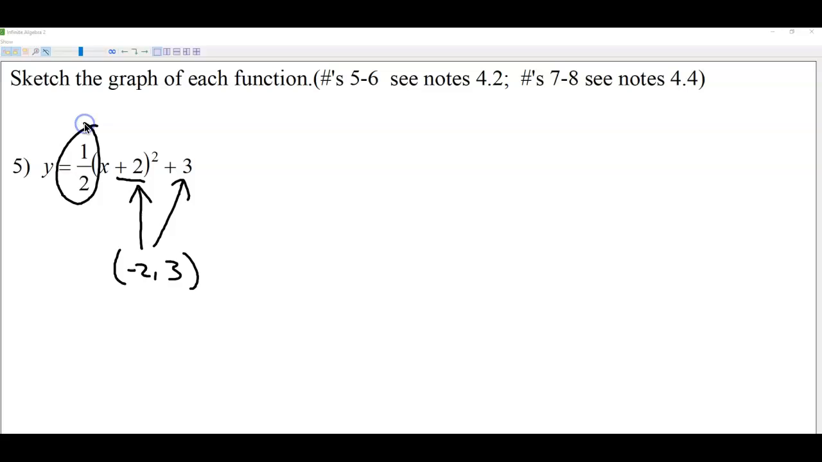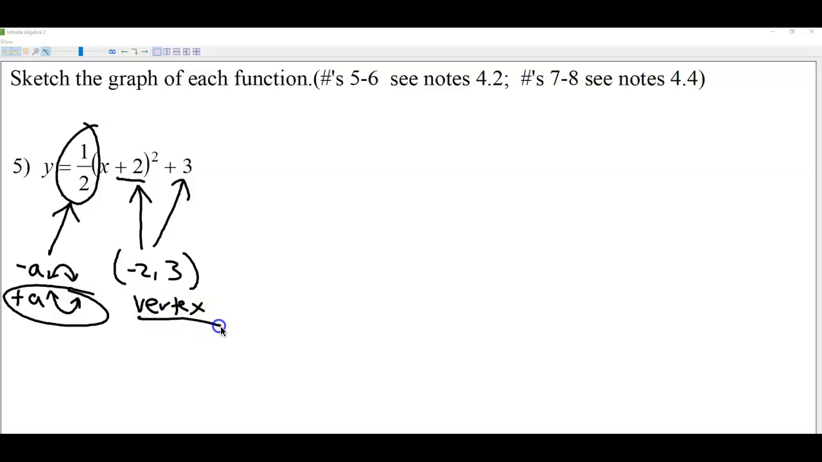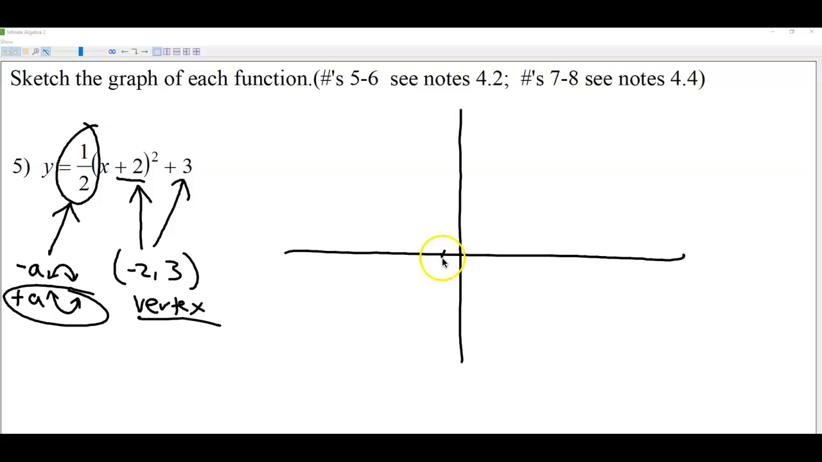This number in the front here tells you whether you're going to have a happy face or a sad face. If it's negative, then you're going to have a sad face. If it's a positive number, then it's going to be a happy face parabola. And in this case, it's a half, so it's a happy face parabola. So I've got my vertex, and I've got my shape, and from here, all I have to do is go over 2, up 3, put a dot, happy face parabola.